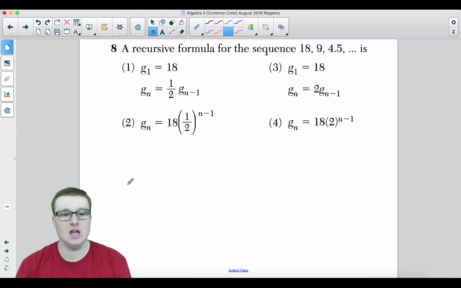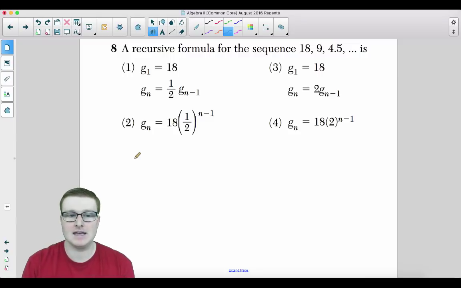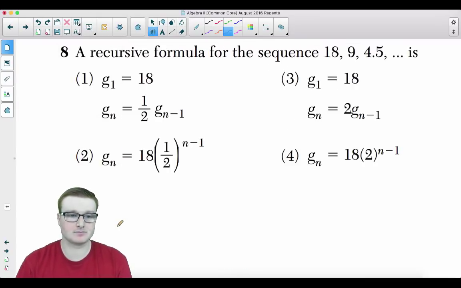All right, moving on to number 8. A recursive formula for the sequence 8, 9, 4.5, all the way down is what? So, recursion.